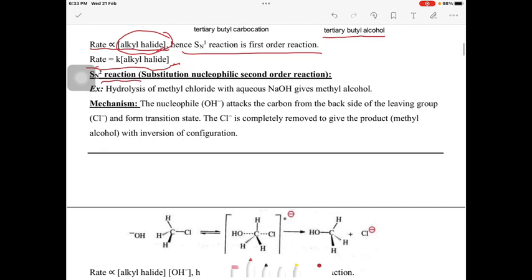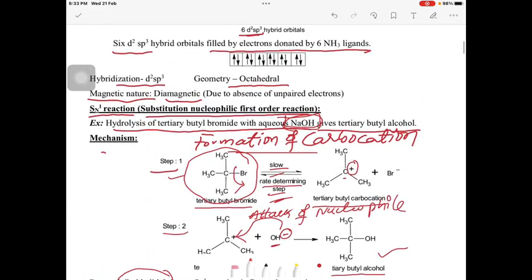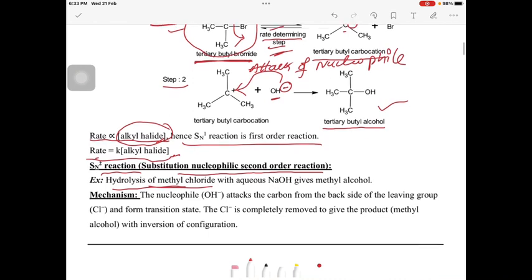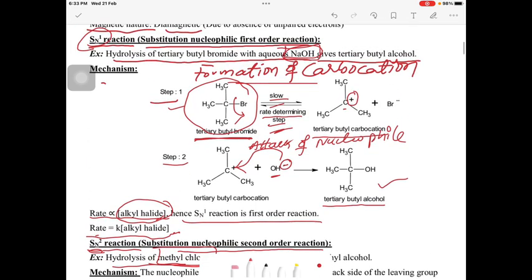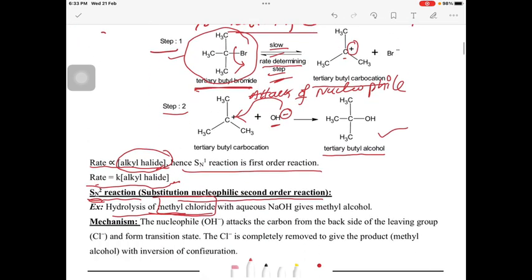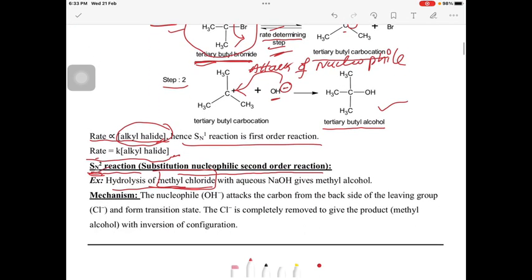Next, SN2 reaction, substitution nucleophilic second order reaction. Hydrolysis of methyl chloride. Observe carefully, for SN1 reaction we are going to take tertiary butyl bromide. For SN2 reaction we are going to take methyl chloride. Few students will take methyl chloride for SN1 and tertiary butyl bromide for SN2. Don't get confused. SN2 is always methyl chloride.